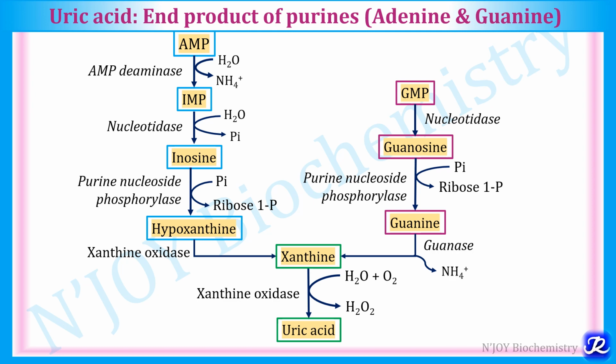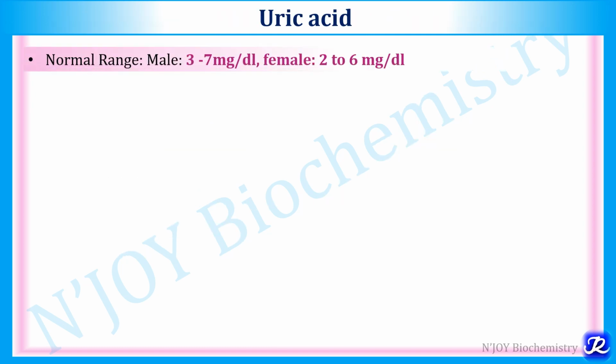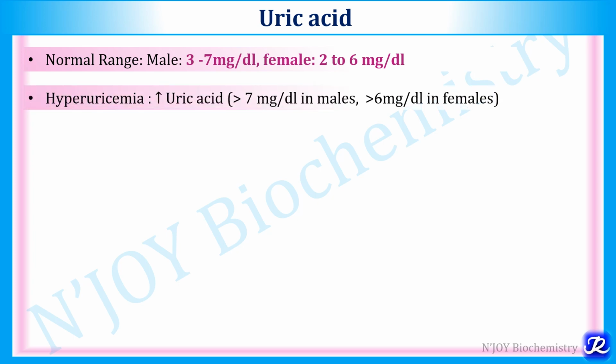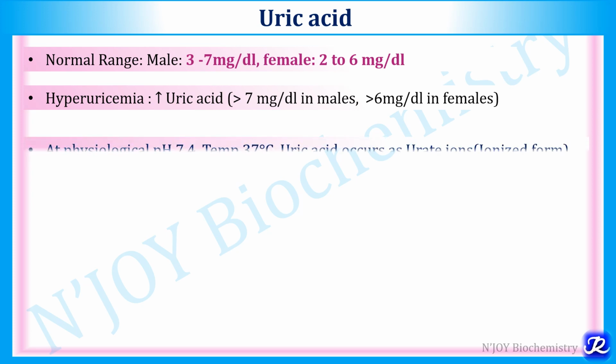excreted in the urine. The normal range of uric acid in males is about 3 to 7 mg per deciliter, and in females it is 2 to 6 mg per deciliter. You can see slight variations in different textbooks or different kits that we use in the laboratory. What is hyperuricemia? When there is increased uric acid level more than 7 mg per deciliter in males and more than 6 mg per deciliter in females, it is called hyperuricemia. In some books it is mentioned that more than 6.8 mg per deciliter, then it is called hyperuricemia.